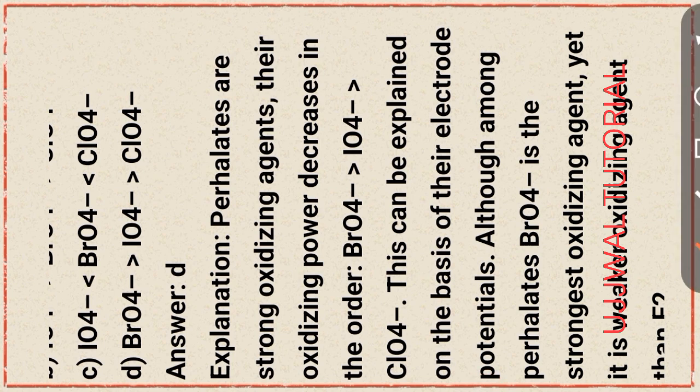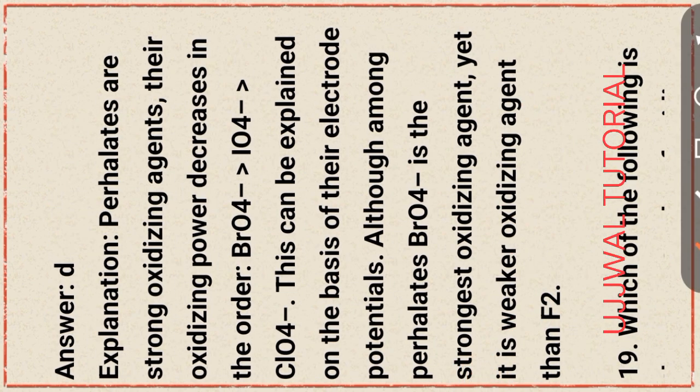Explanation for this part: perhalates are strong oxidizing agents. Their oxidizing power decreases in the order BrO4 minus greater than IO4 minus greater than ClO4 minus. This can be explained on the basis of their electrode potential. Although among the perhalates BrO4 minus is the strongest oxidizing agent, it is yet a weaker oxidizing agent than F2.